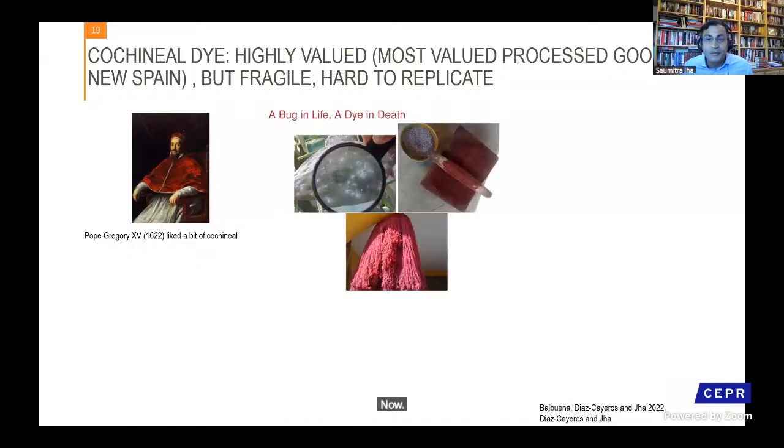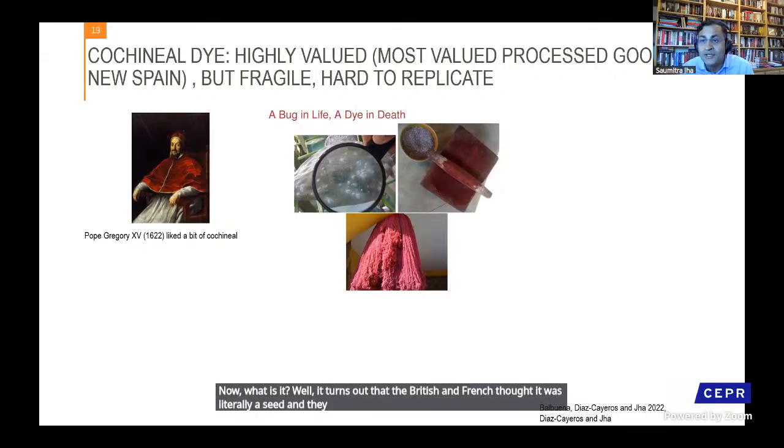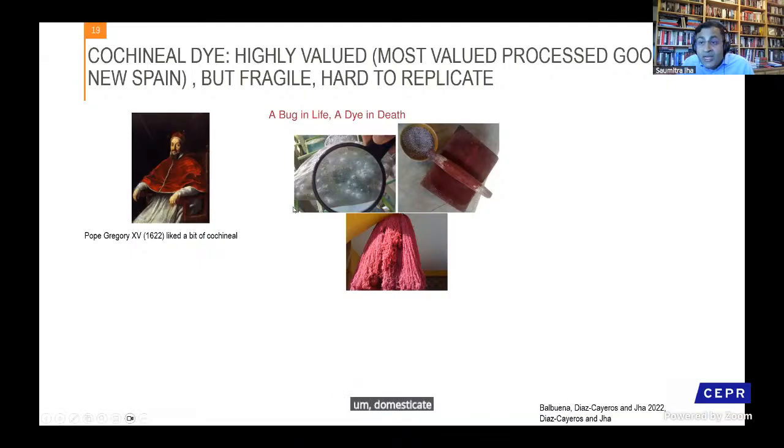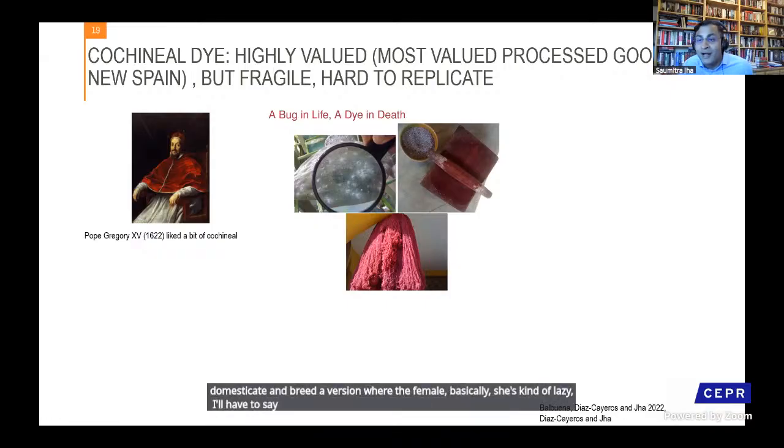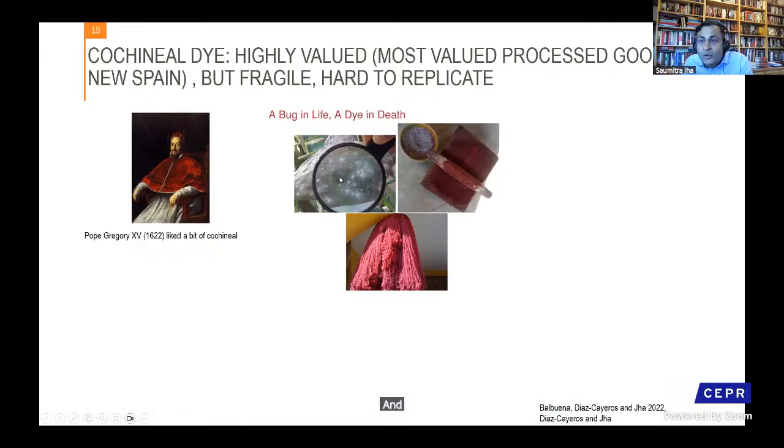Now, what is it? Well, it turns out that the British and French thought it was literally a seed, and they tried to take the cochineal and plant it elsewhere. If you look at the second picture, it does look a bit like a seed, but actually, it's a domesticated insect. There's wild cochineal, which flies around and basically is a pest. But the indigenous communities of Latin America were able to domesticate and breed a version where the female is kind of lazy, I'll have to say. She cannot survive on her own. She has to be dropped onto a cactus where she eats the cactus and basically lives her whole life there.